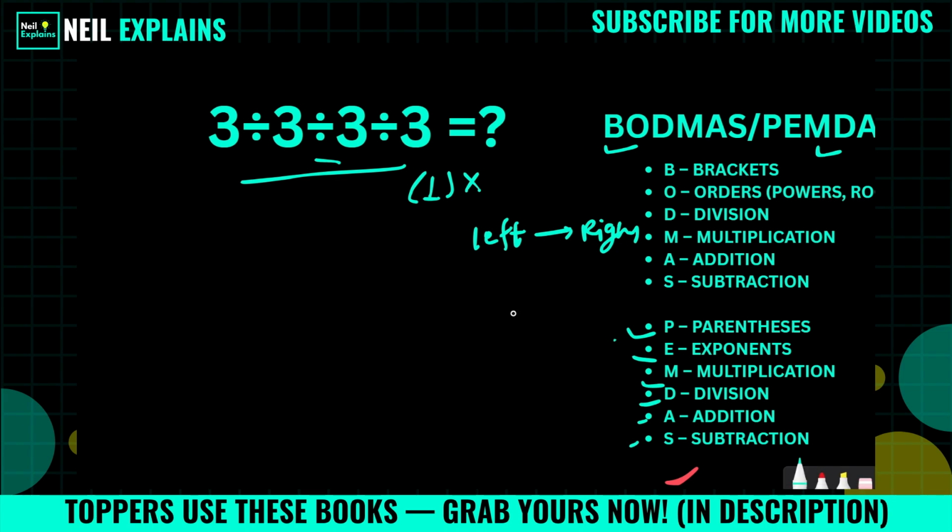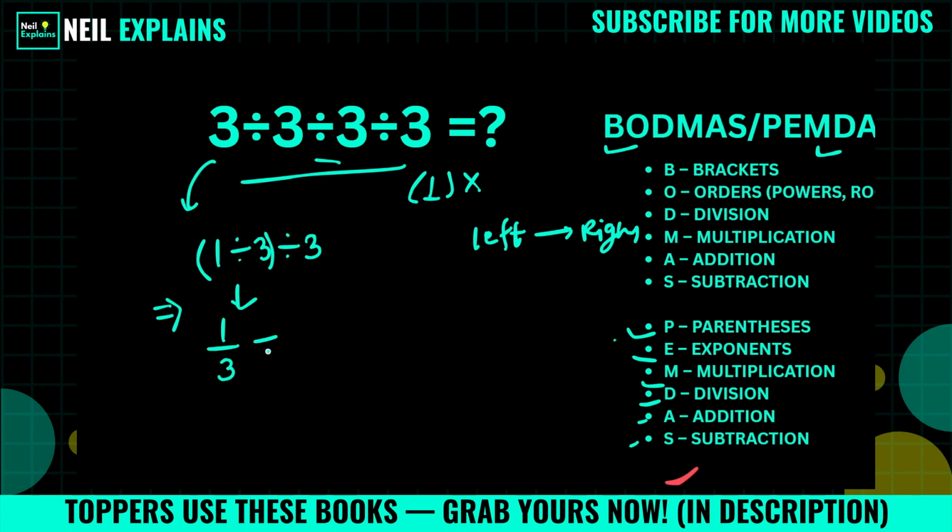Okay, so first we will do the operation for this part. 3 divided by 3 is equal to 1, divided by 3 and again divided by 3. So if you write this as 1 divided by 3 divided by 3, then this will become easier to solve and understand.